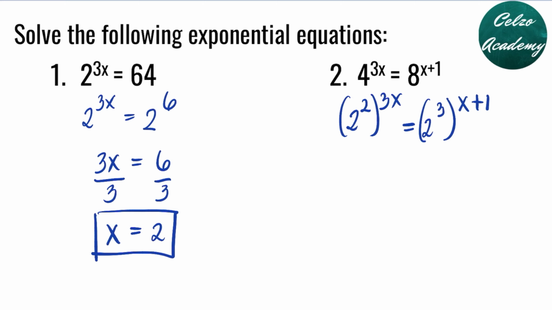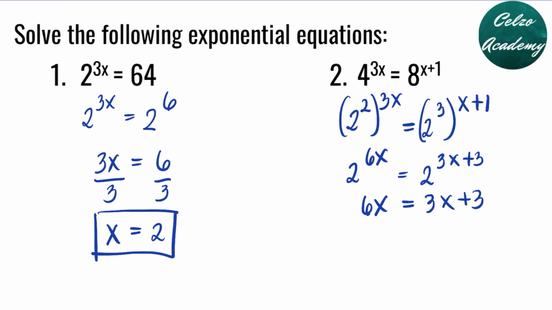Using the power rule, we need to multiply the exponents. So for the left side, that's the same thing as 2 to the power of 6x. The right side is 2 to the power of 3 times x plus 1, and that is 3x plus 3. Since the bases are the same, we can just write down the exponent: 6x is equal to 3x plus 3.